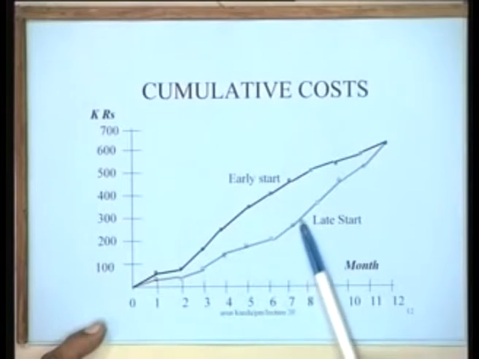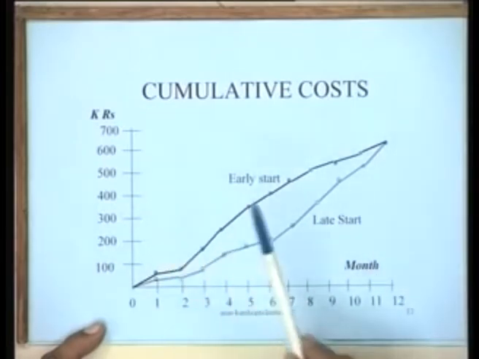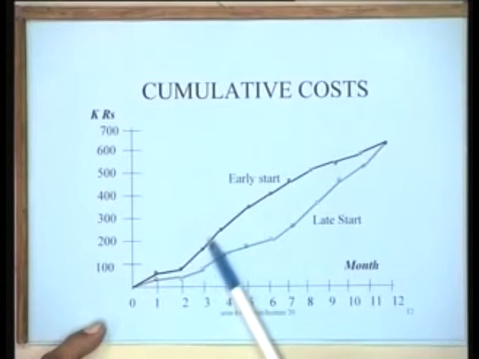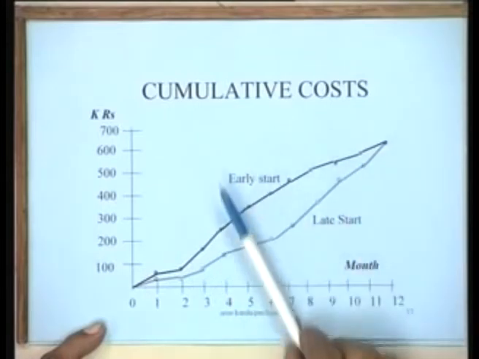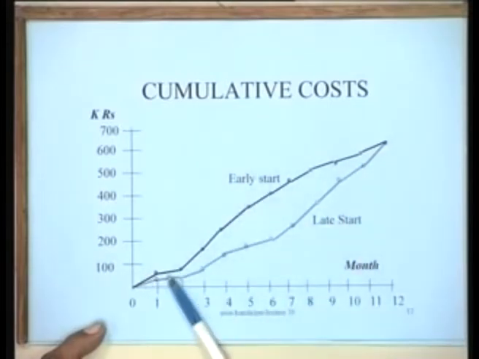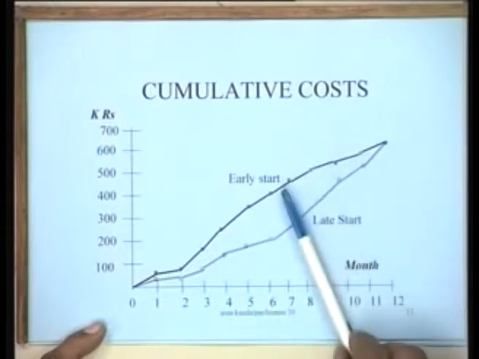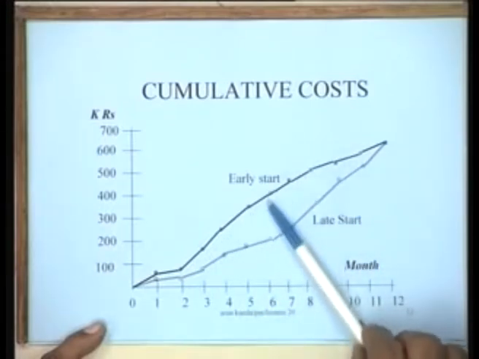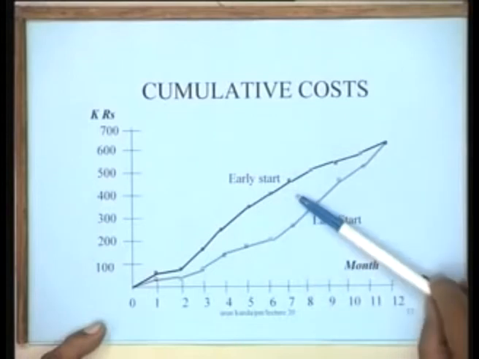So really speaking, if you are in a perfect just in time type of environment, use the late start schedule. If you have a lot of risks and other things, use the early start schedule. If you are somewhere in between, then you can choose one of the many possible schedules in between. This region in between is the region of feasible schedules.